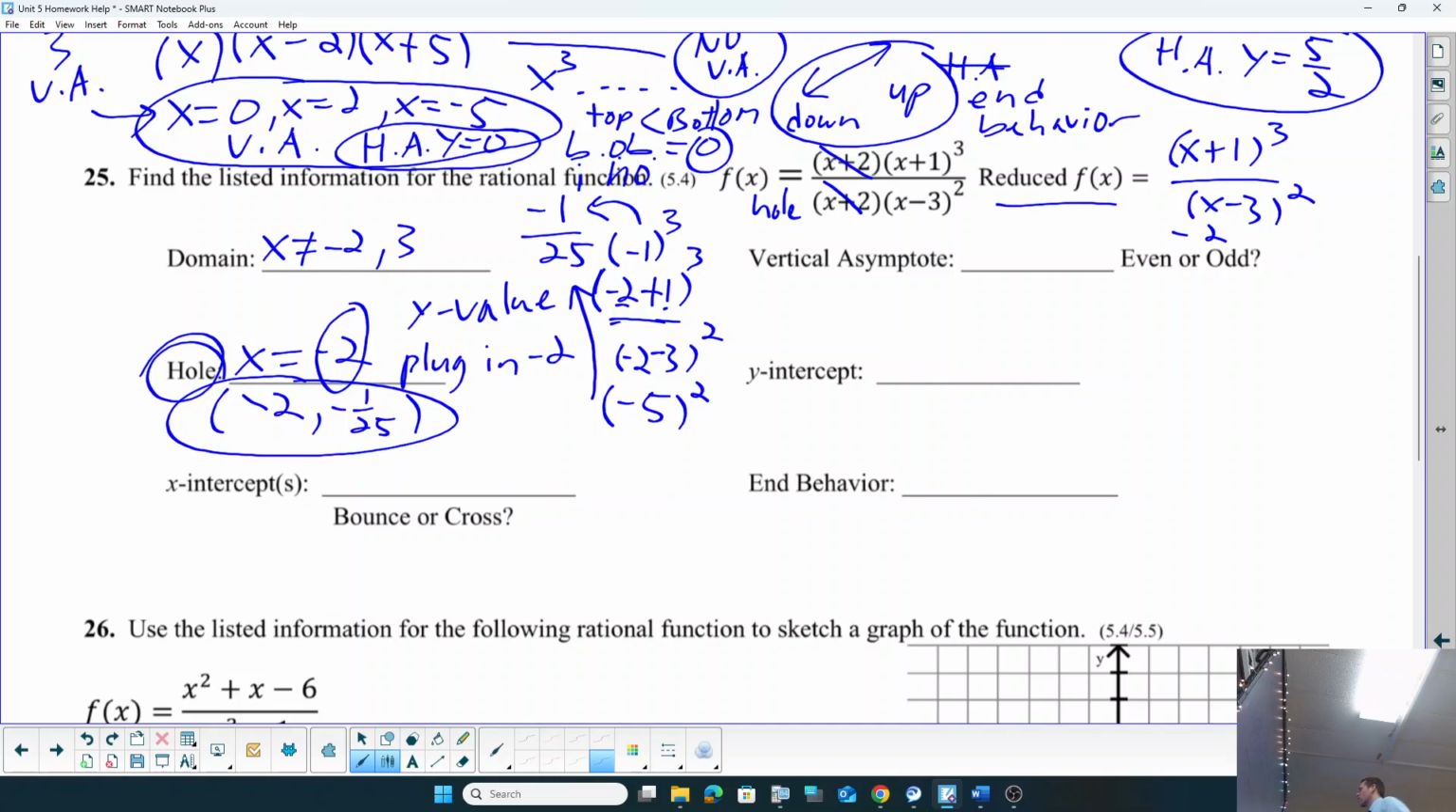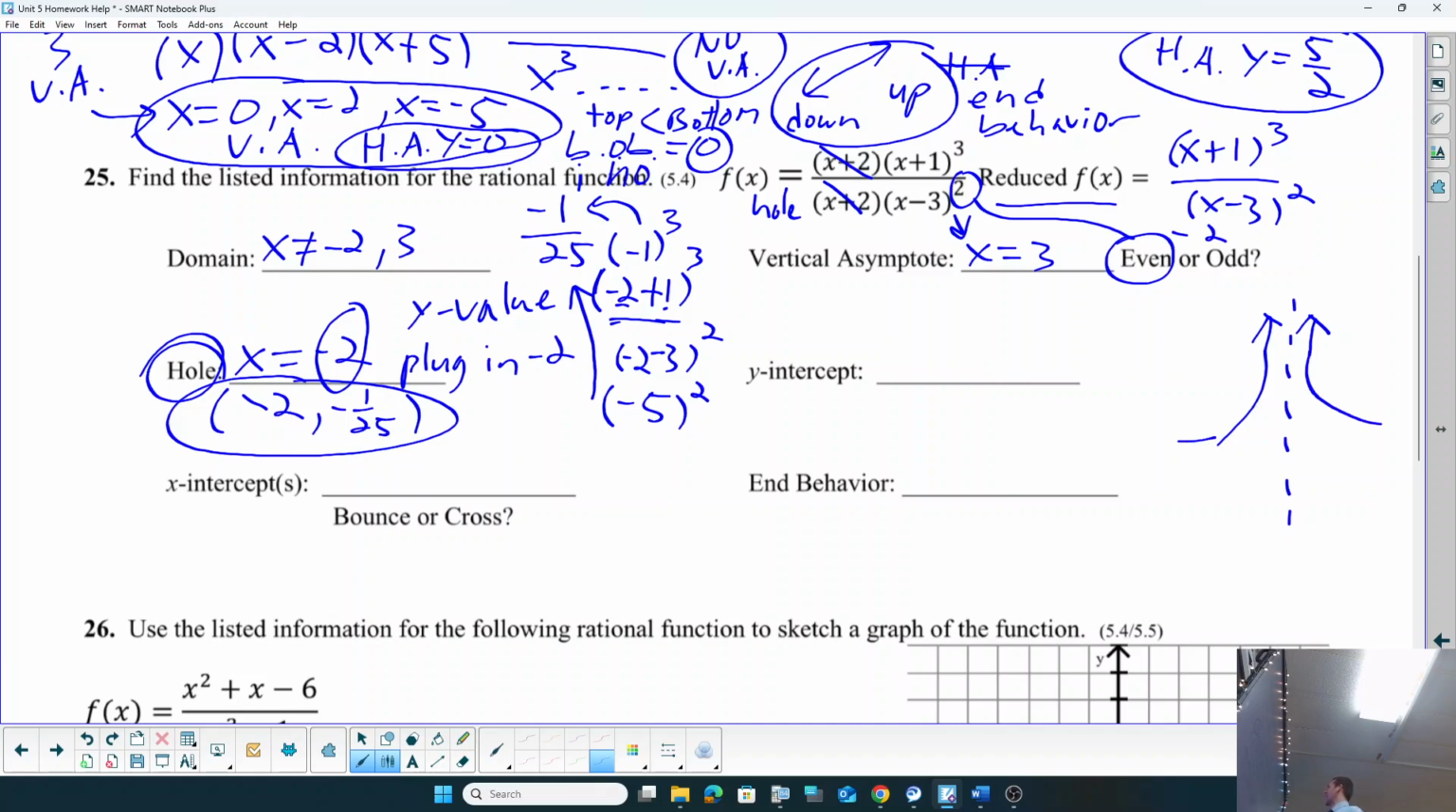Good. The vertical asymptote was what was left, and so that's x equals 3. And because of the power, it's an even, which means up, up. When you're doing the vertical asymptote, right? It means up, up.